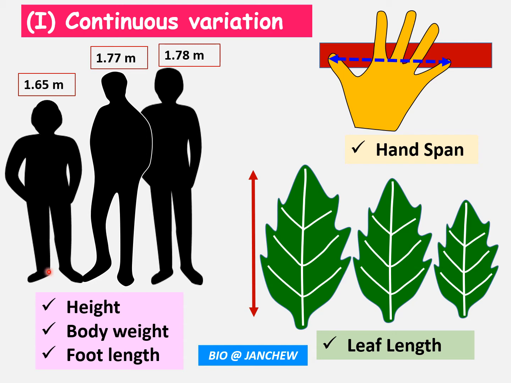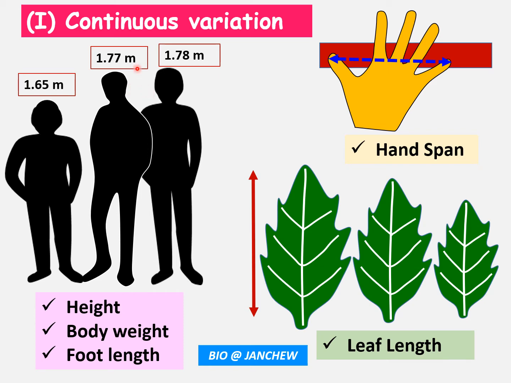So let's discuss the first one, continuous variation, in more detail. Here are three examples of characteristics that show continuous variation. The first one is height, the second one is the hand span, and the third one is the leaf length. For continuous variation, the differences in a characteristic are slight and not so distinct. For example, the height may be almost similar, so the difference is not that distinct.